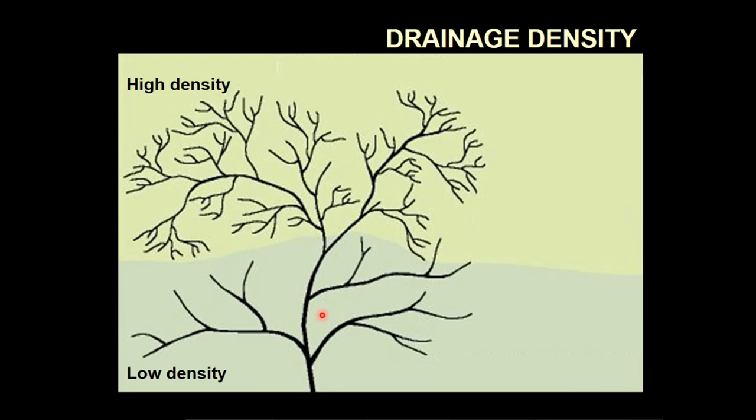Right, so drainage pattern is, how does the river look like, right? If I look at it, how does it look like? Does it look like a tree? Does it look like a trellis? Is it at right angles? But drainage density is, and you can please write this down, drainage density is the amount of water that I will see from the top.